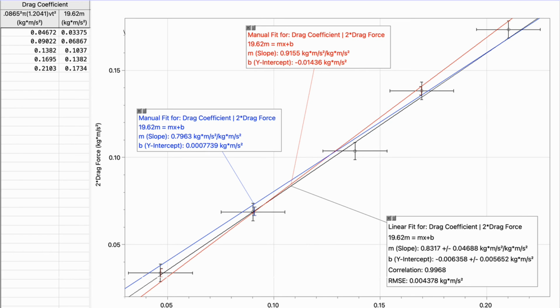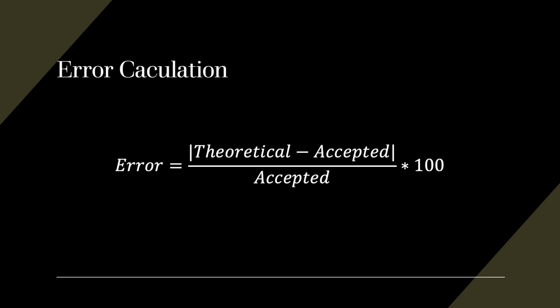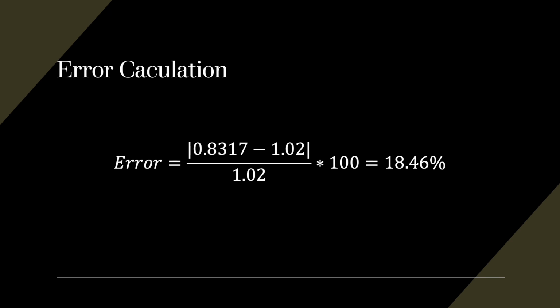Now that we've looked at our graph, we can begin to calculate the error for the experiment. The error is calculated by taking the absolute value of our theoretical, which means our calculated value, minus the accepted value of 1.02, divided by our accepted value, times 100 to give us percentage. Plugging those values in, we get an error of 18.46%, which is within our hypothesis of being within 20% error.